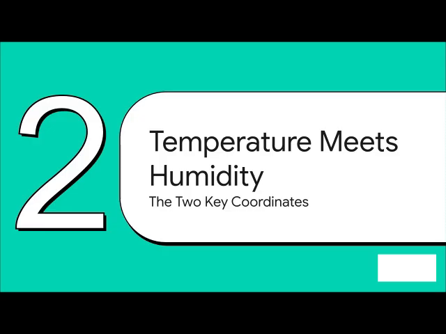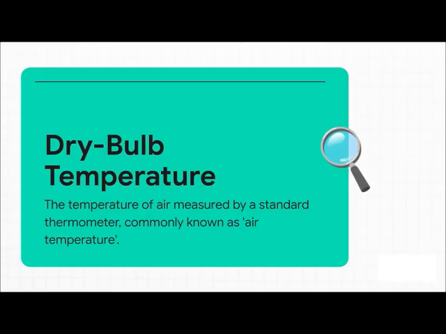So, to start building our secret map of the air, we need to lock in two key coordinates. The first one is something we all know and talk about every day, but it's the second one where things get really interesting. Our first coordinate is what's officially called dry bulb temperature. It sounds super technical, but it's just the fancy name for what we all call air temperature. You know, the number you see on the weather app or on your thermostat. It measures something called sensible heat.